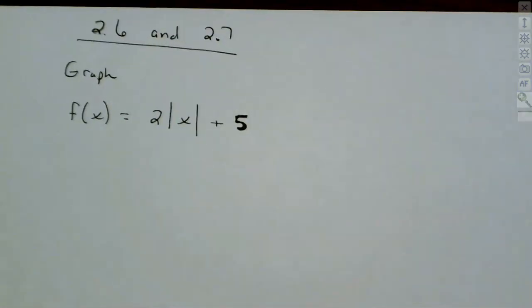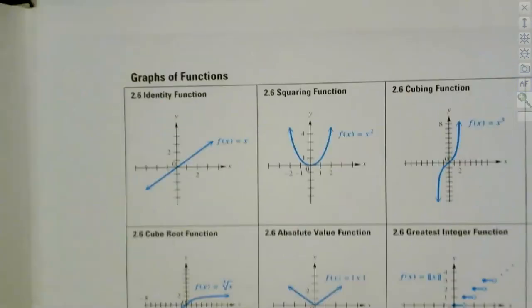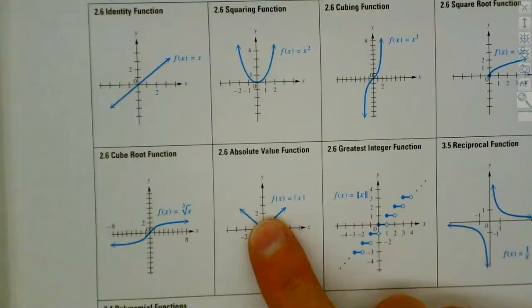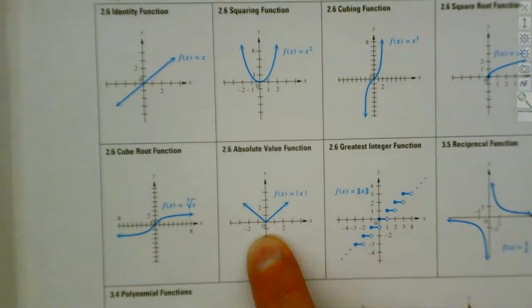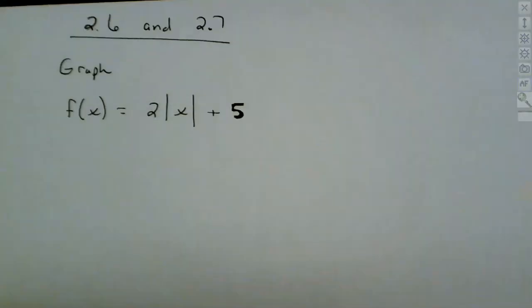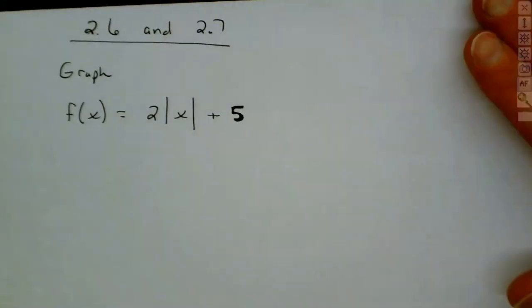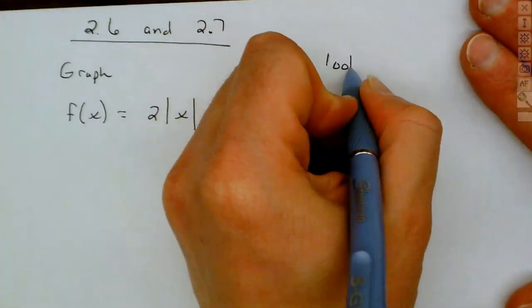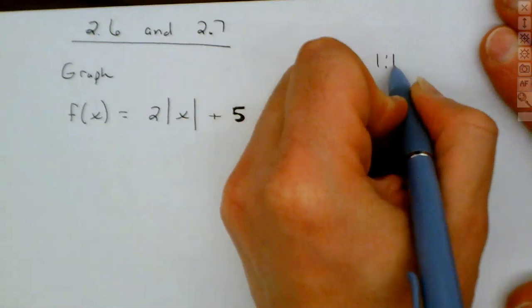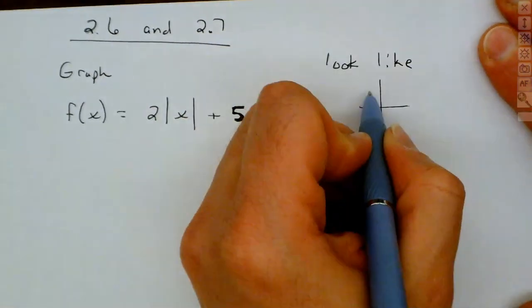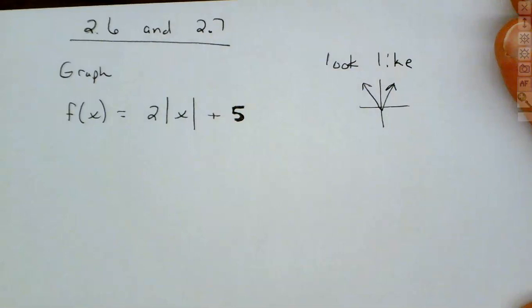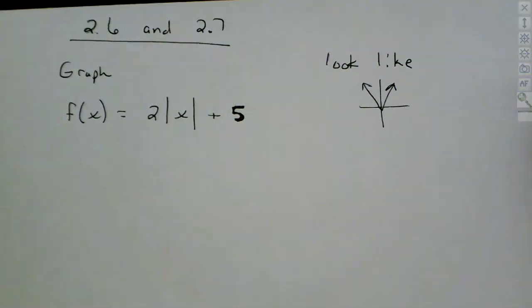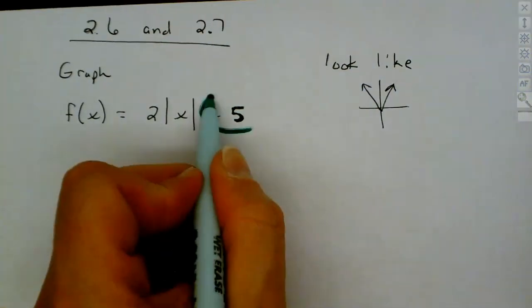Okay, so let's go to the back cover of our textbook. And let's see what it should look like. It should look like this, right? Absolute value makes a v. And what I usually do is I like to just draw it over the side. So it should look like this. Some sort of v.